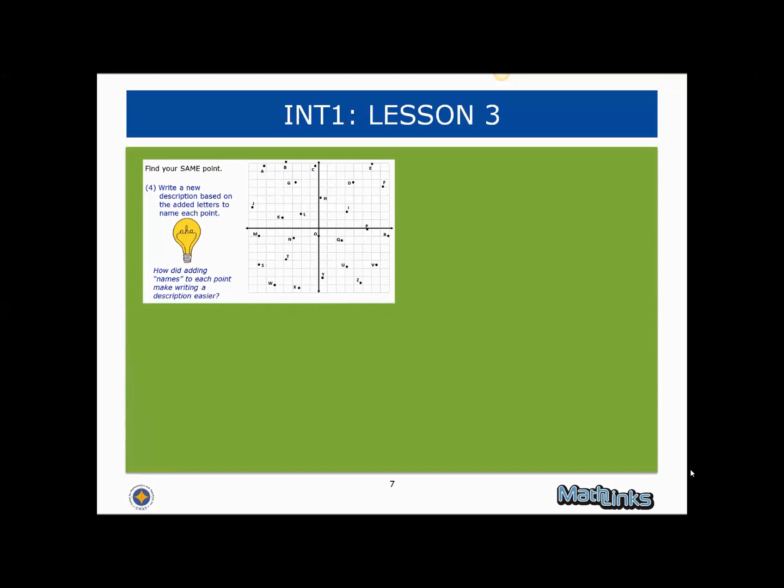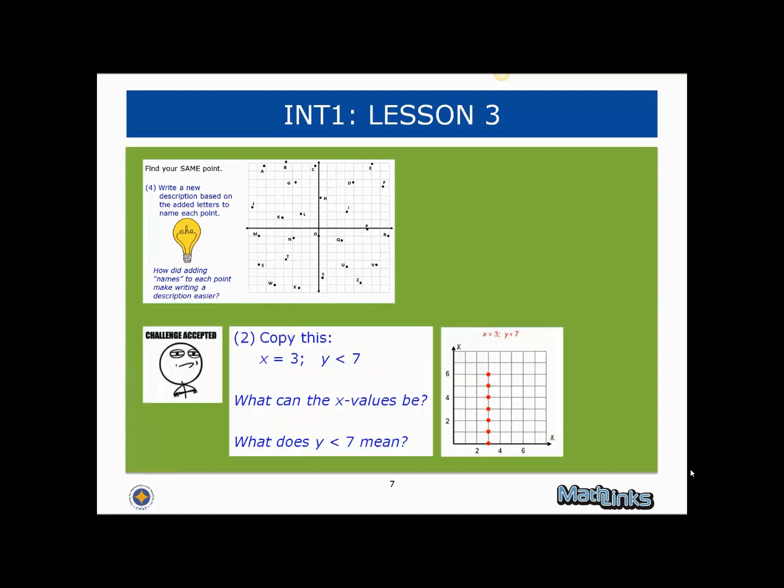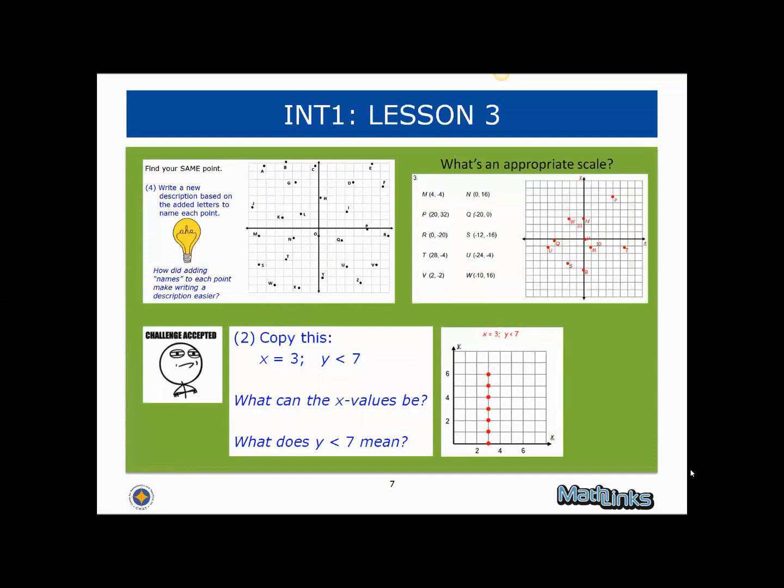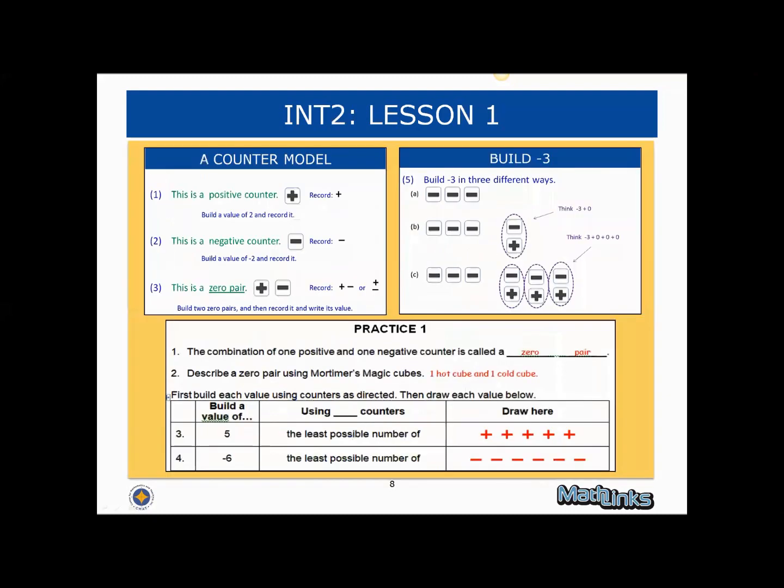In Lesson 3, students graph ordered pairs of integers in the coordinate plane, solve graphing challenges, and scale graphs appropriately. The focus of Packet 2 is integer addition and subtraction. Lesson 1 introduces students to a counter model, which is great for visual and tactile learners.